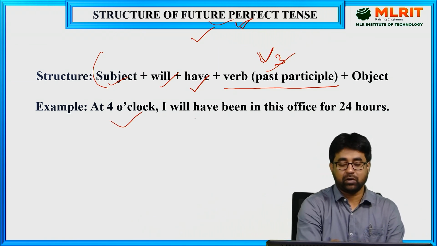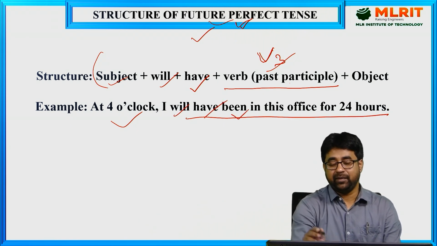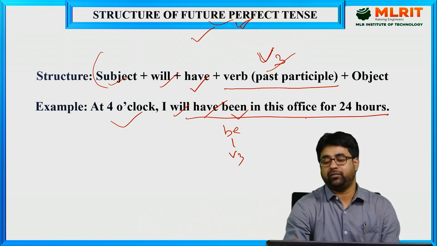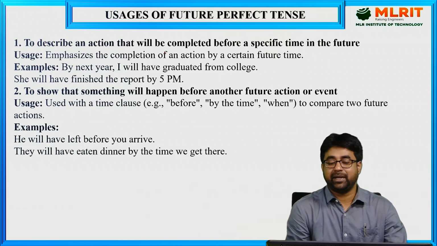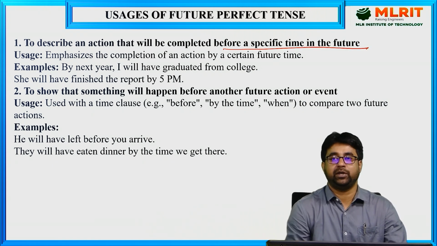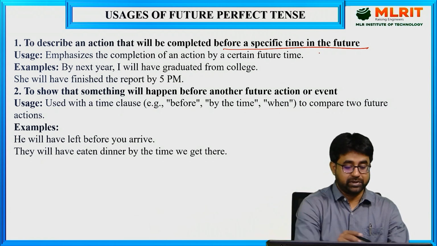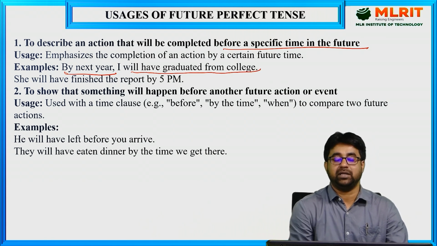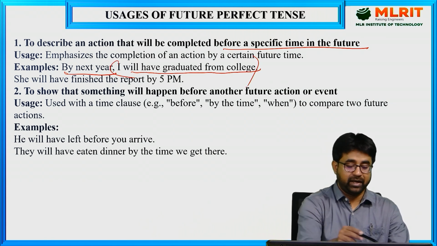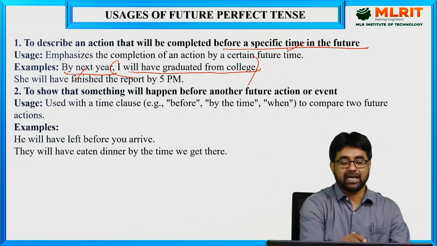See the example. At 4 o'clock, I will have been in this office for 24 hours. I will have, then been is nothing but the third form of be, right? V3 form. In the office for 24 hours. So the structure is clear. Now let's see the usages. To describe an action that will be completed before a specific time in the future. By next year, at a specific moment in the future, I will have graduated from college. So this is the event that will be happening at a particular moment in the future. Which tense am I using? Future perfect tense. I will have graduated.